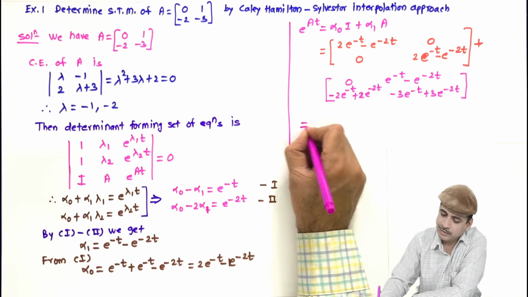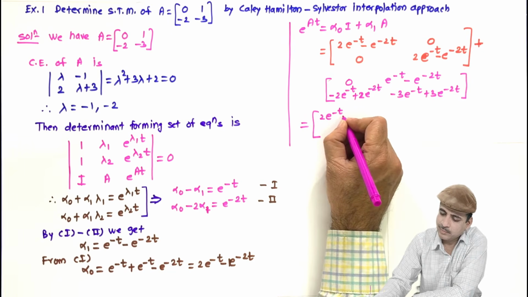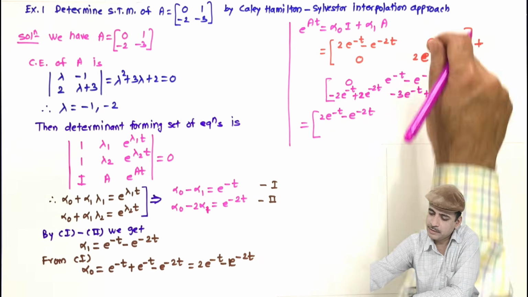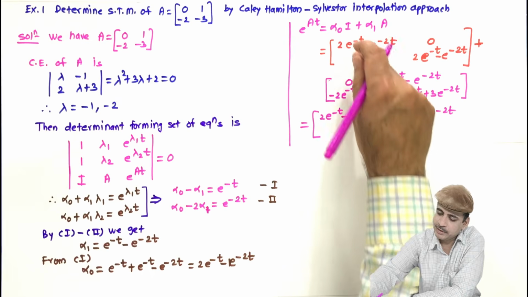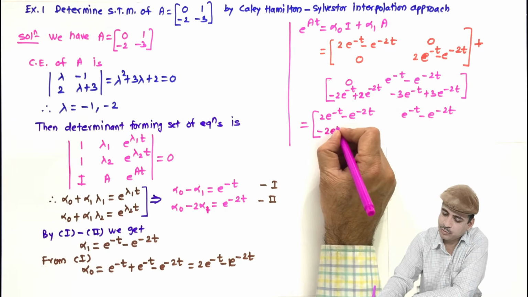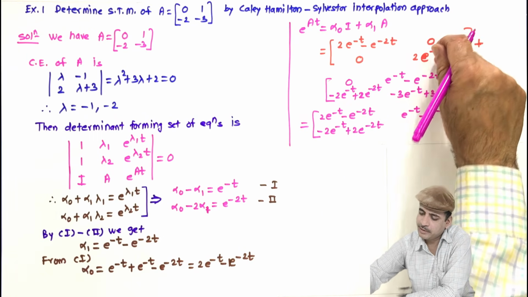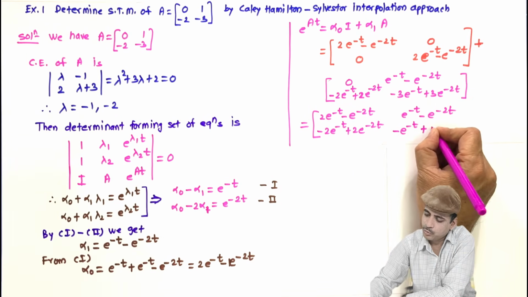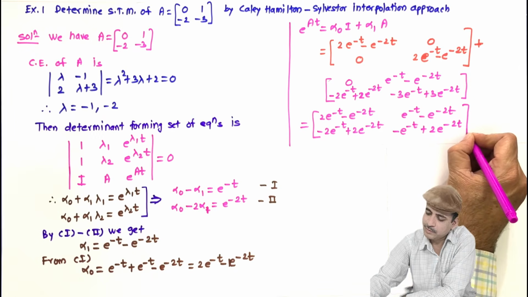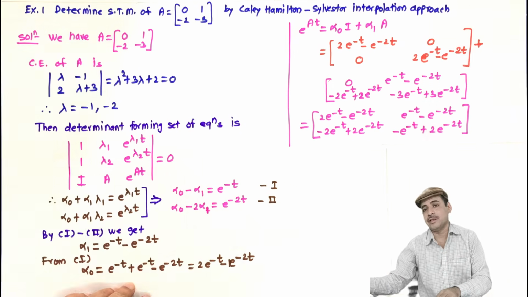And now do the addition element by element. This plus 0 is 2 e raised to minus t minus e raised to minus 2t. Then 0 plus this is e raised to minus t minus e raised to minus 2t. Then 0 plus this is minus 2 e raised to minus t plus 2 e raised to minus 2t. And the last one, 2 e raised to minus t minus 3 e raised to minus t is minus e raised to minus t plus 2 e raised to minus 2t. So which is the same as the earlier. And this is another method. Let us solve the second example also by the same method.